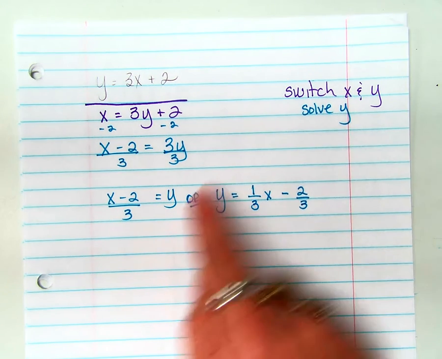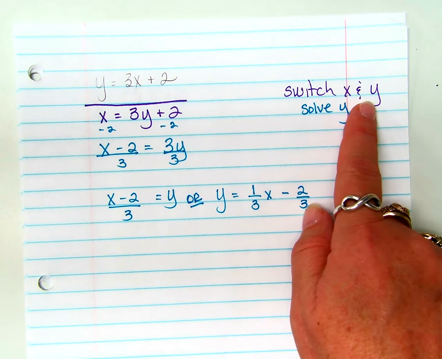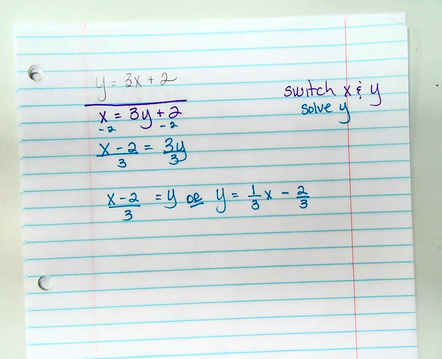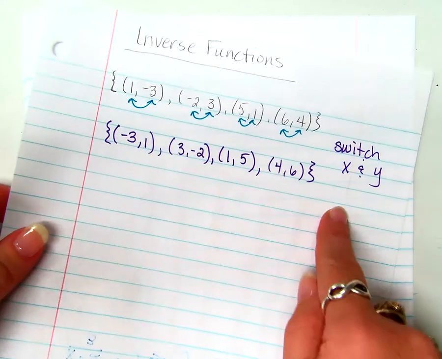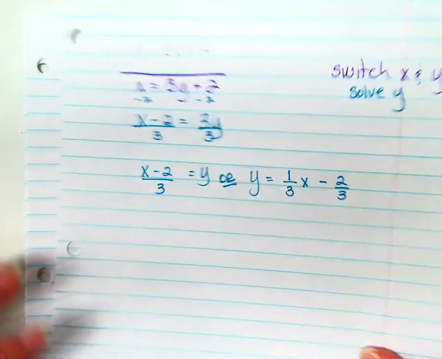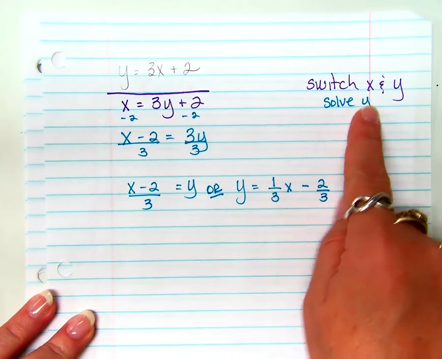Okay? But again, we start with the fact that we are switching x and y to find an inverse. If it's a list of ordered pairs, I switch x and y and I'm done. If it's an equation, I'm going to switch x and y and solve for y.